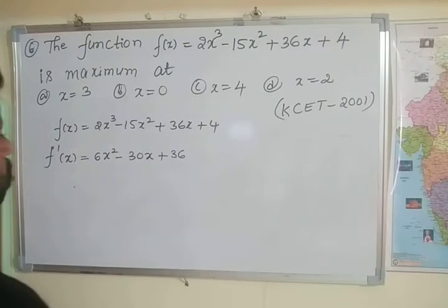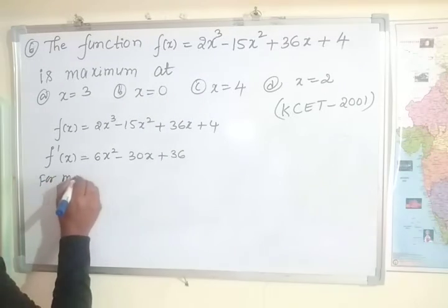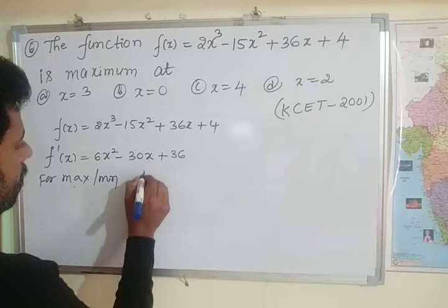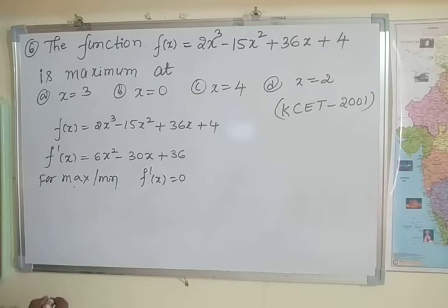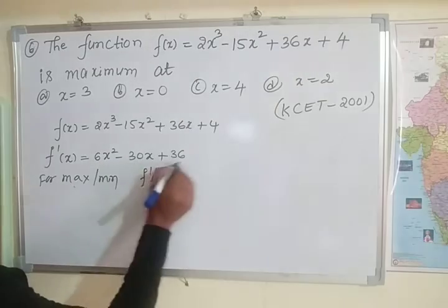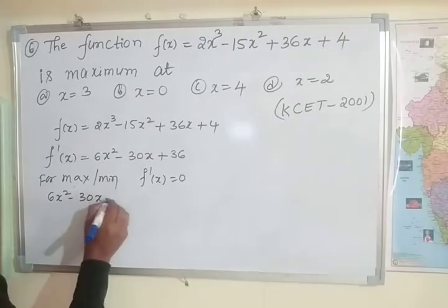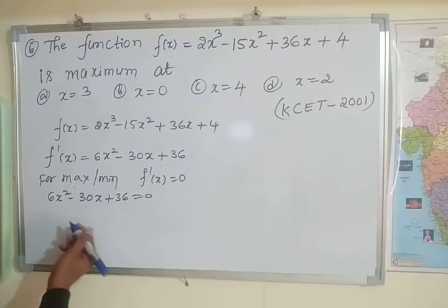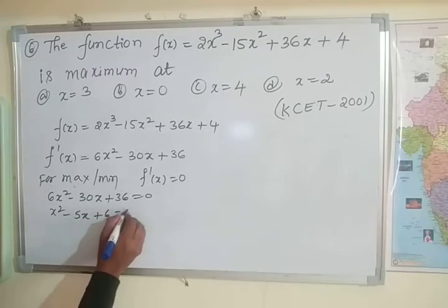Next step. Here for maxima or minima, f dash of x equals 0. For maximum or minimum, f dash of x is 0, meaning the right hand side value equals 0, meaning 6x square minus 30x plus 36 equals 0. Now we can divide by 6 on both sides. What happens? x square minus 5x plus 6 equals 0.